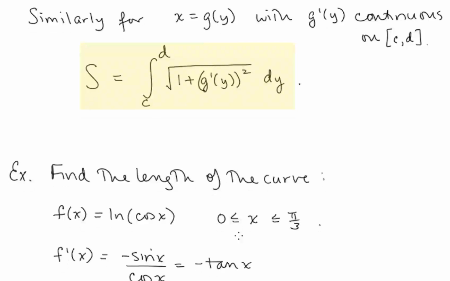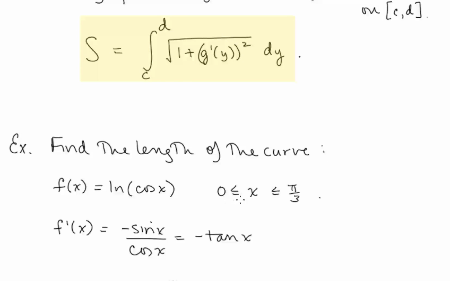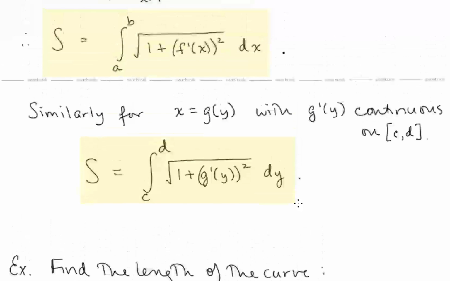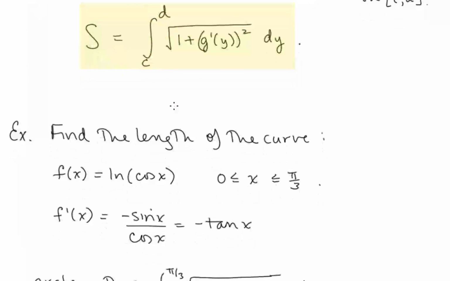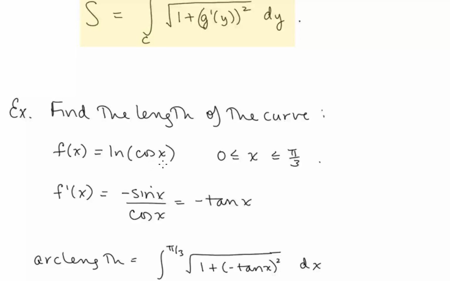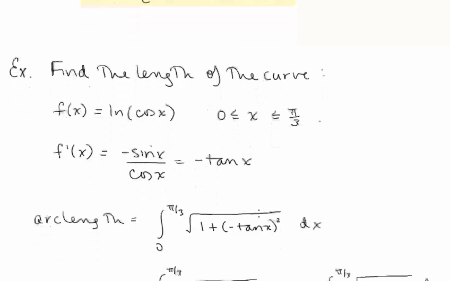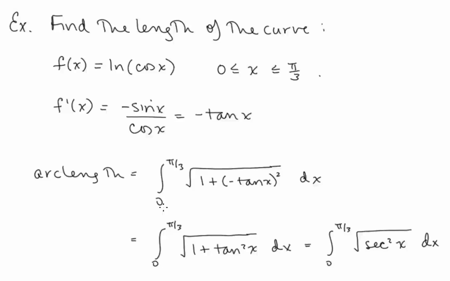Find the length of the curve where f of x is ln of cosine x, and x goes from 0 to pi over 3. Well, we know we're going to need f prime of x for our formula. So let's start by taking f prime of x. We do that by using the chain rule, and so we have 1 over cosine x multiplied by the derivative of cosine x. So we have negative sine x over cosine x, or negative tangent x. So we set up our integral. The arc length is the integral from 0 to pi over 3, radical 1 plus f prime squared.